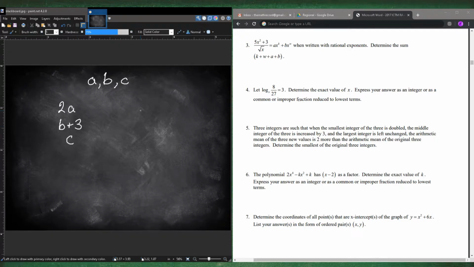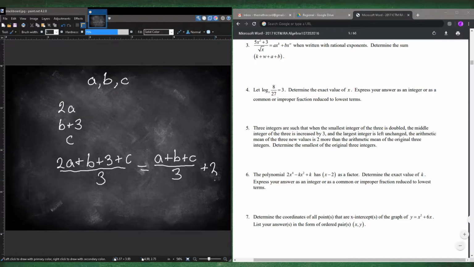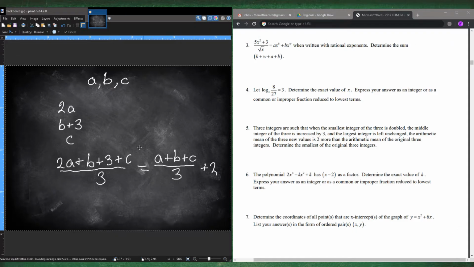And then they say the arithmetic mean of the three new values, so 2a plus b plus 3 plus c, right? The arithmetic mean, then you have to divide by 3, because the mean of the three new values is 2 more than the arithmetic mean of the original 3, okay? So it's 2 more than the original mean. So the original mean is a plus b plus c divided by 3. And then this number is 2 more than this. So to make it equal, we have to add 2 on this side. Okay? So let's move this up so we get a little bit more room.